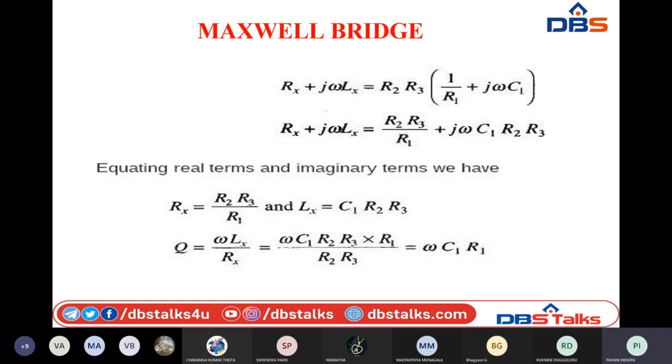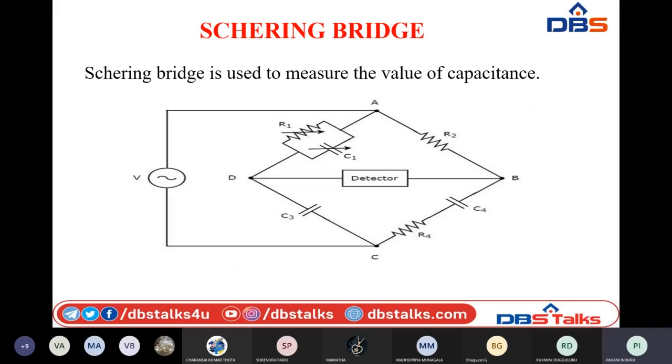Next bridge is Schering bridge. So Maxwell bridge is used to measure the unknown inductance value, but by using Schering bridge, we will be able to obtain unknown capacitance value. Here the comparison is done with the help of another standard capacitor.